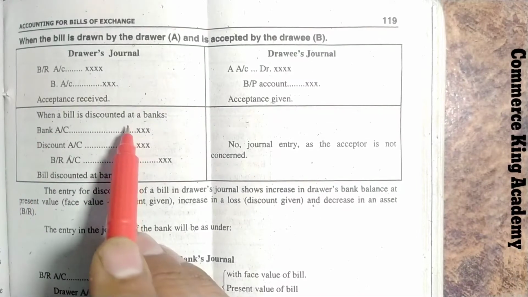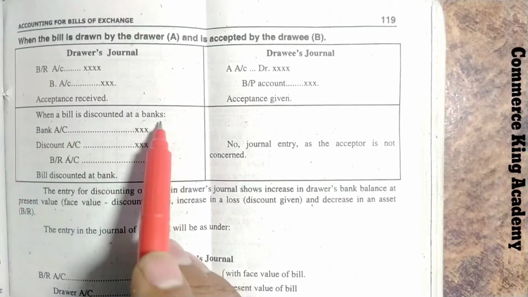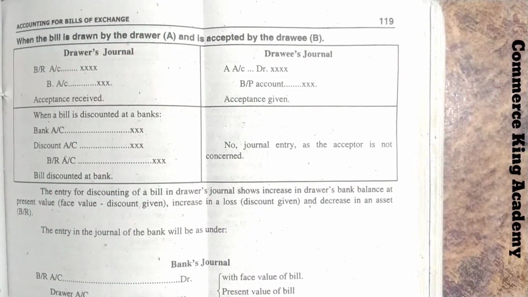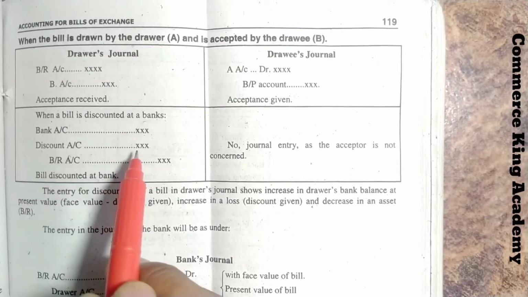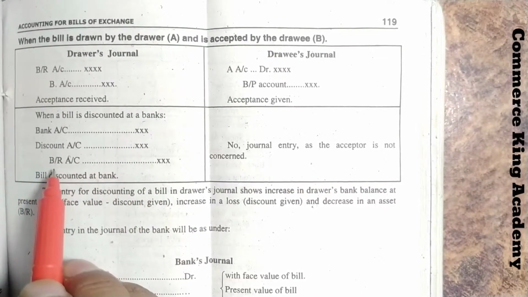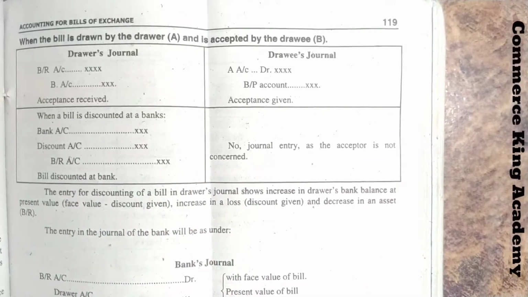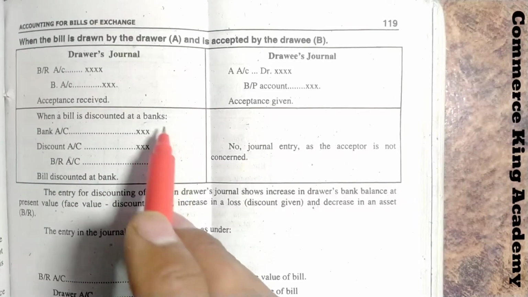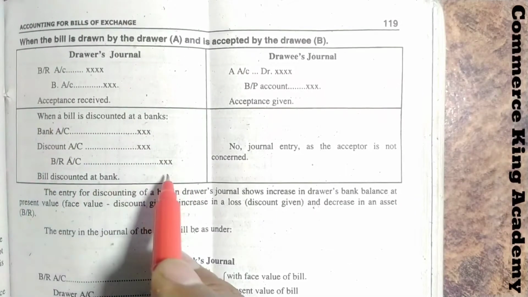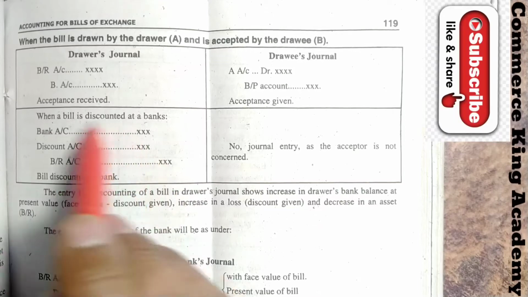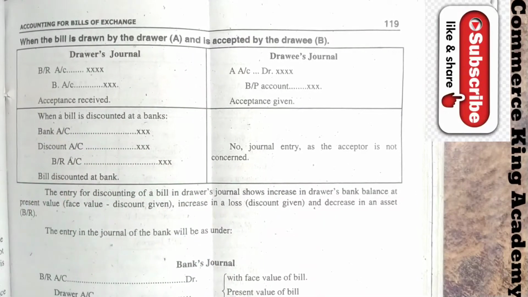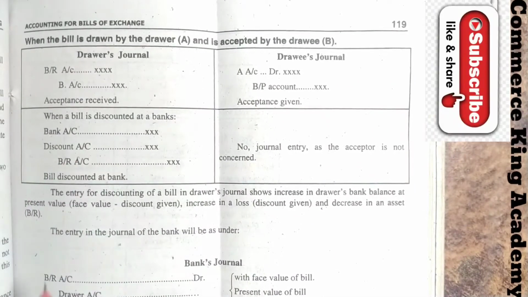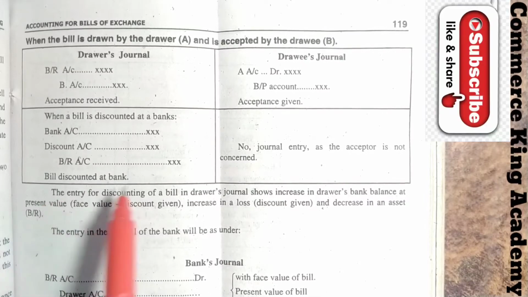When a bill is discounted at a bank or discount house, the bank account will be debited here, and also the discount account will be debited here, and the bills receivable account credited here. Because of the decrease in bills receivable account and increase in bank account, this entry is called a compound entry, because a compound entry is the entry which holds more than two accounts. Alright. So the discount account is the expense for the drawer, with details or description: bill discounted at the bank.